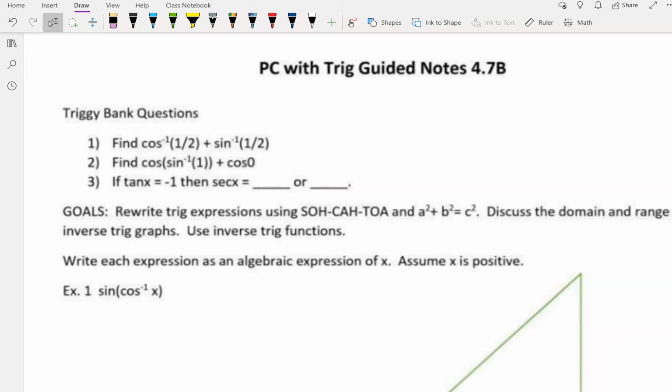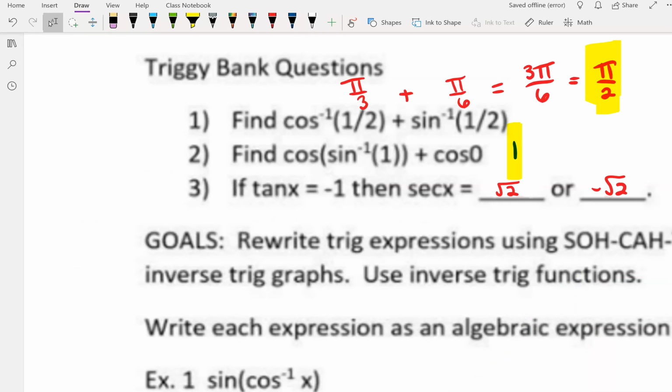Go ahead and pause the video and do problems 1, 2, and 3, and then I will put the solutions up there. Here are your solutions.